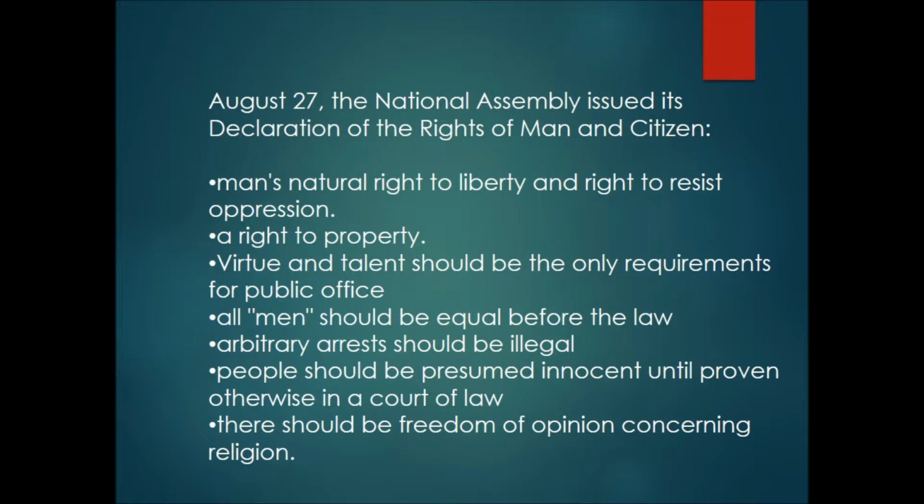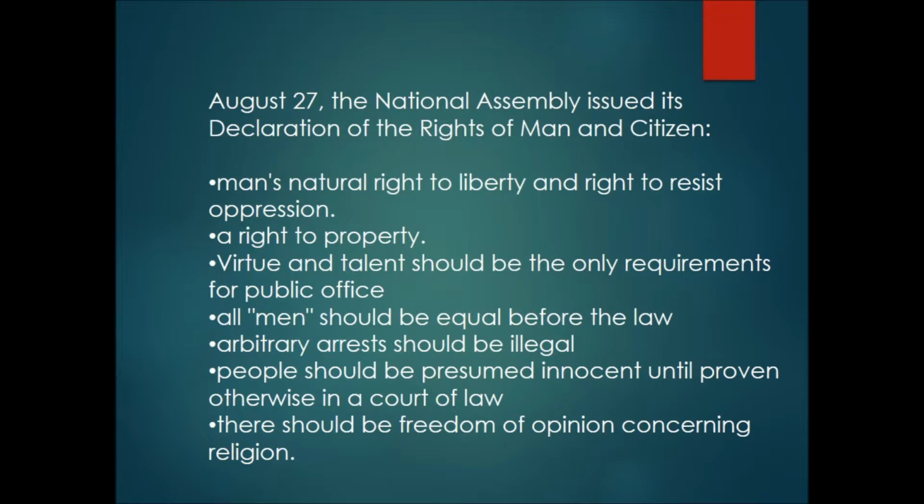And what I've done here is just highlighted a few things. And what you should be thinking of in your head is that this is a perfect example of an Enlightenment document, which talks about natural rights that people have. And you should also be thinking about how it compares to our Declaration of Independence. And I'll talk about that at the end of just going through a few of these.